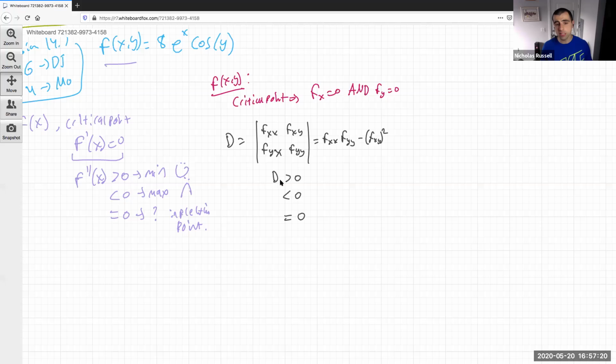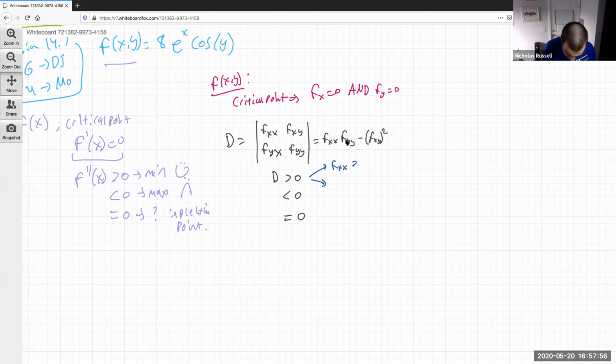So let's think about if D is greater than 0. I hope you'd agree, this means that this constant term right here must be positive, because if it's not positive, it's automatically going to be negative, since this is going to be this minus something that's positive. So for this to happen, this has to be positive. If this is positive, that means these two terms must share the same sign. So either fxx and fyy are both positive, or fxx and fyy are both negative. There's two options.